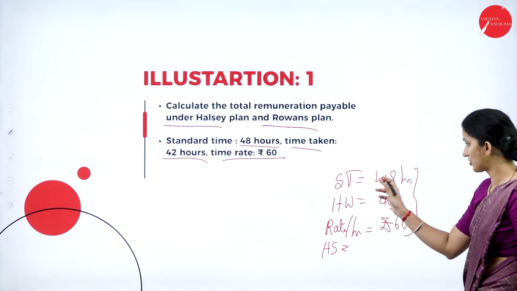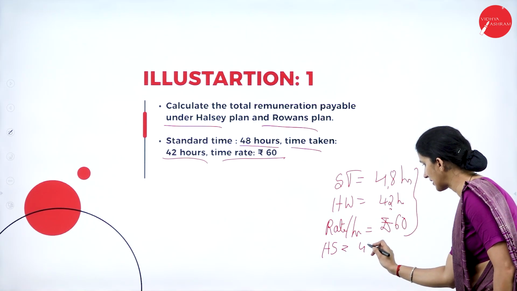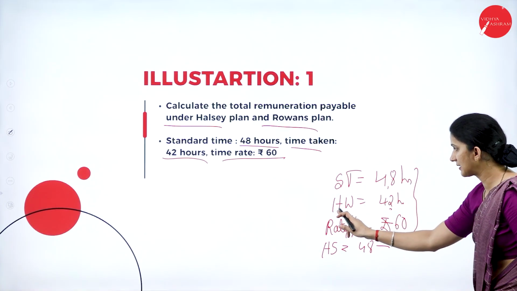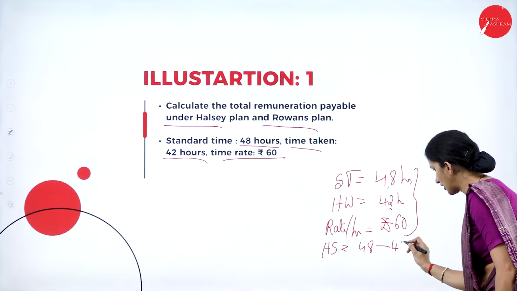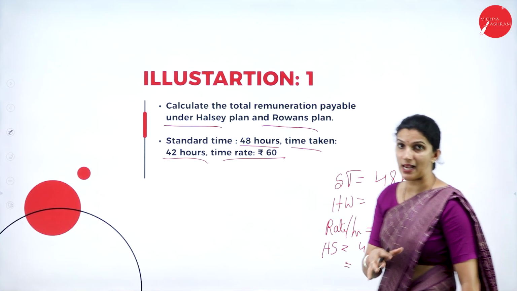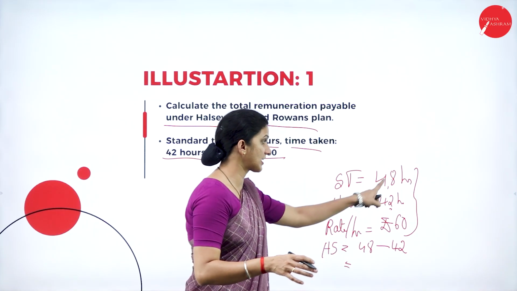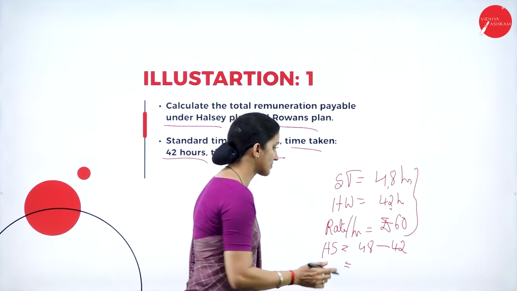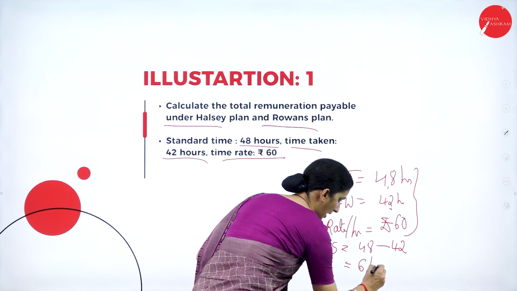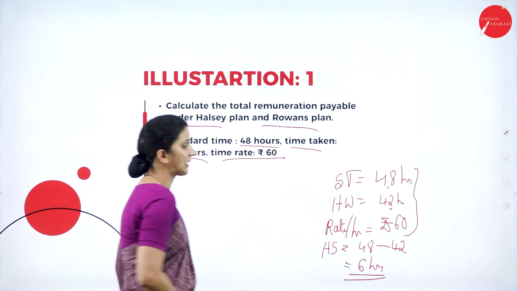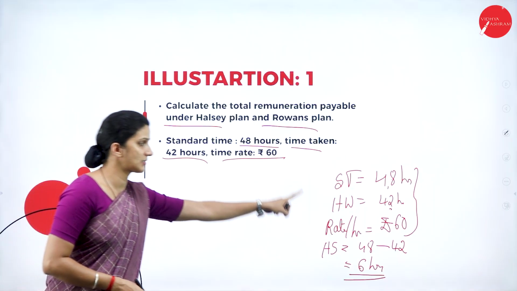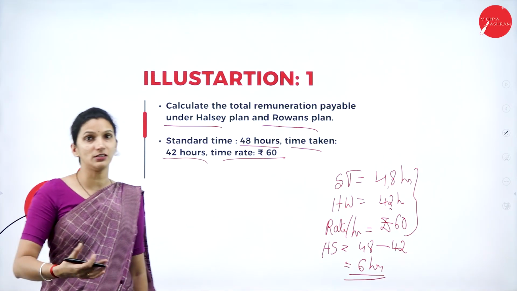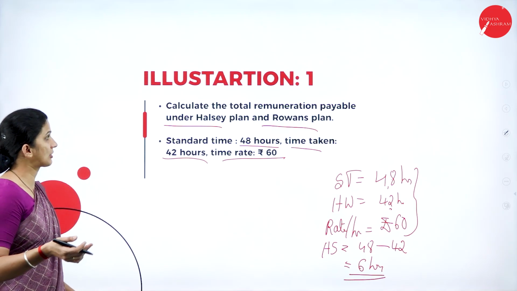Hours saved is equal to standard time 48 minus hours worked 42. So what is the time saved by each worker? It is 48 standard time minus actual hours worked 42. So the time saved is 6 hours. So these are the details we have first. From these details, we'll calculate the total wage under Halsey's and then under Rowan's. So we'll see the solution part.